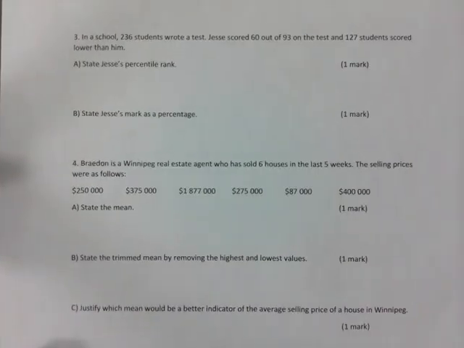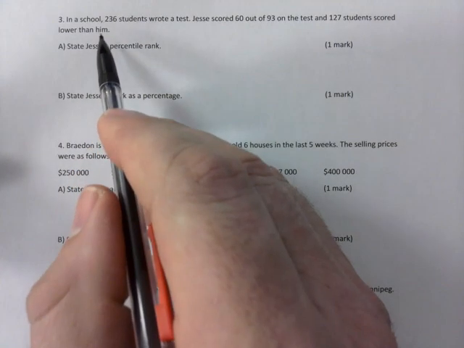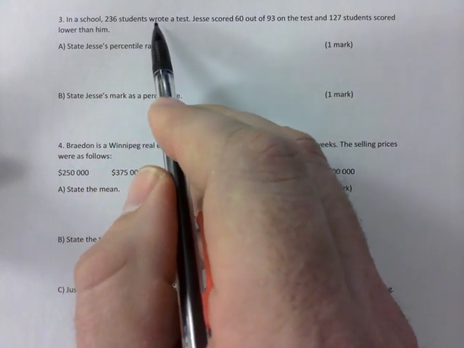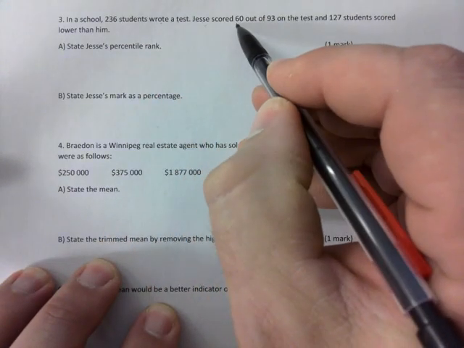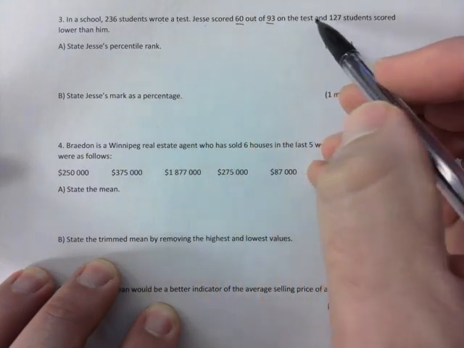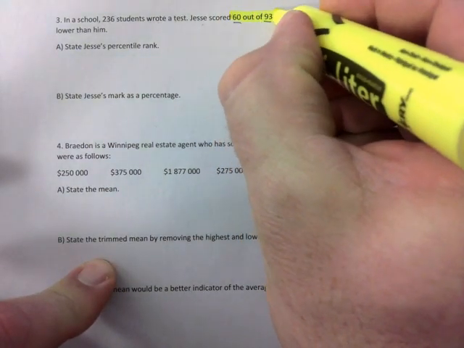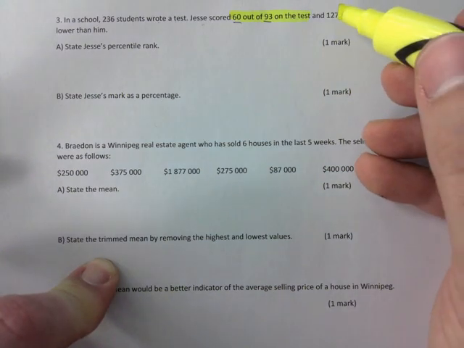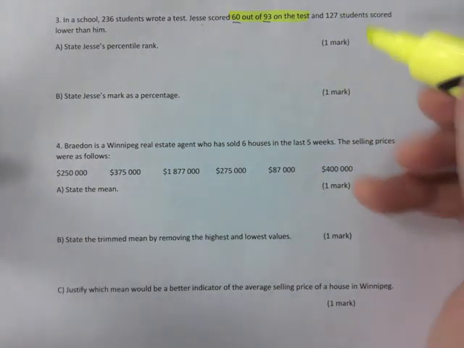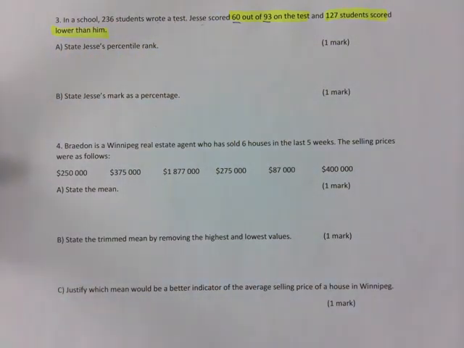Backside. That's where you had to apply what you learned yesterday. So pay close attention here. In a school, there's 236 students that wrote a test. Jesse scored 60 out of 93 on the test. So I'm going to highlight that part, 60 out of 93 on a test. And then I know that 127 students scored lower than Jesse.